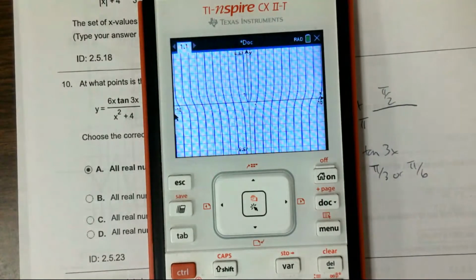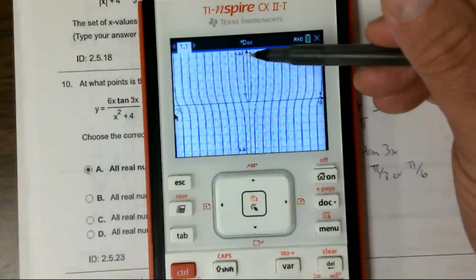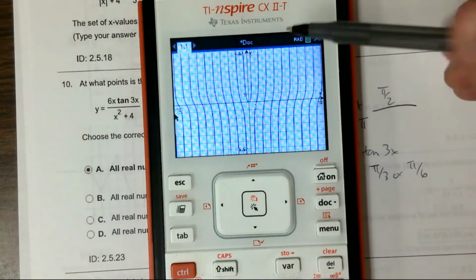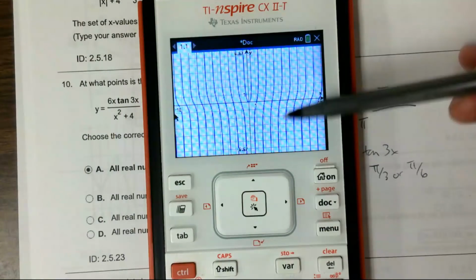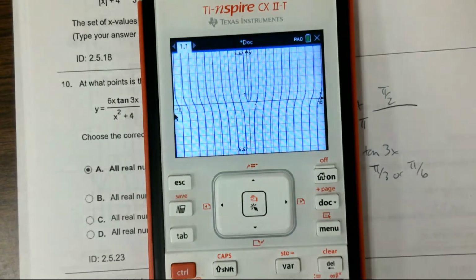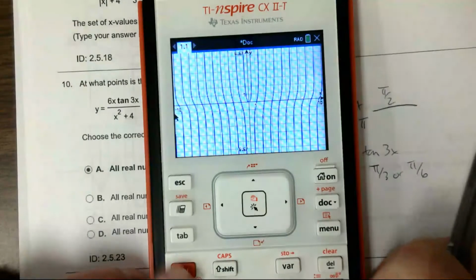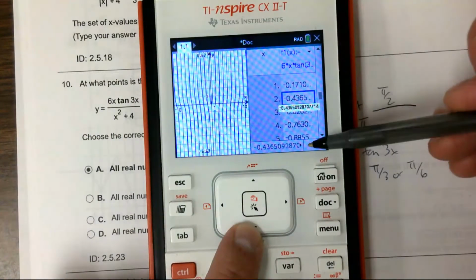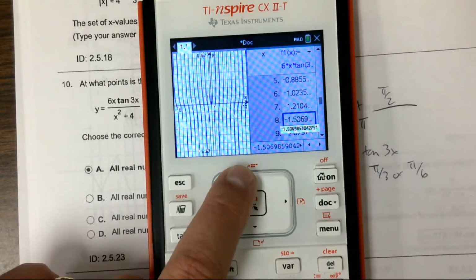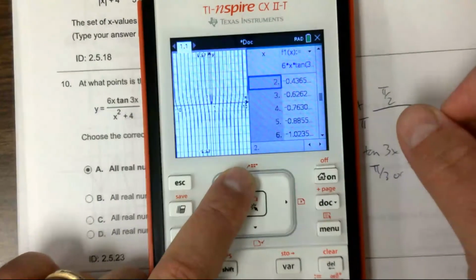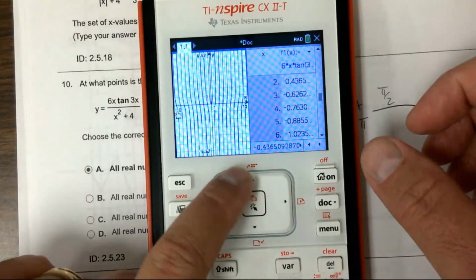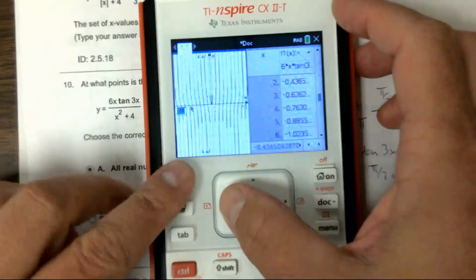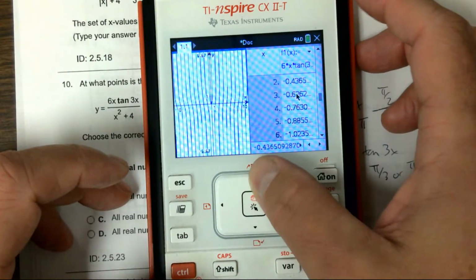So it's interesting. It looks like a little parabola in the middle, and then it's going like cotan at first, and then like tan. So that's pretty wild. So what we need to know is where is it undefined? And if you just look in your table, it's not going to help yet. So what we need to do is go to where it's 0 in the table.